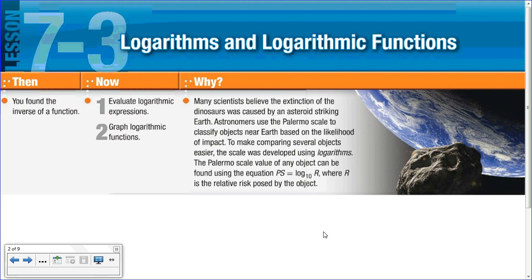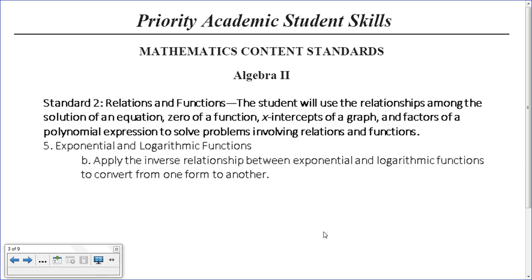Beginning lesson 73, so this is 73 part 1. Our goal is to evaluate logarithmic expressions. This ties into our past skills because past skill 2.5b says that we need to apply the inverse relationship between exponential and logarithmic functions to convert from one form to another.